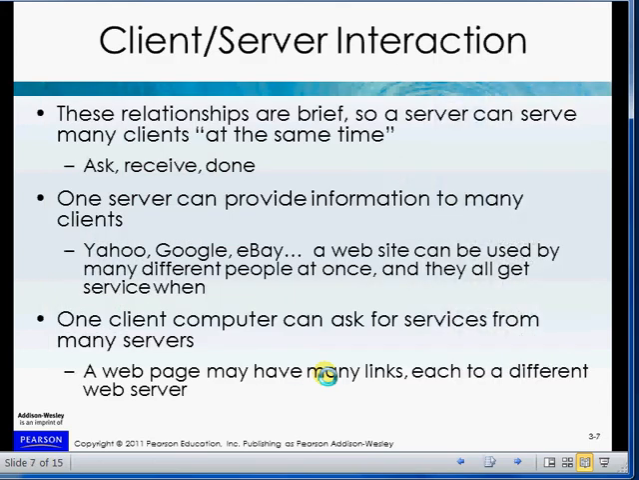So client-server interaction, some other characteristics. Relationships are brief between a client and a server, so usually a server can serve multiple clients all at the same time. So you think of a place like Google, and just fathom how many hits a day they get and how many happen simultaneously. Well, Google's able to service those.